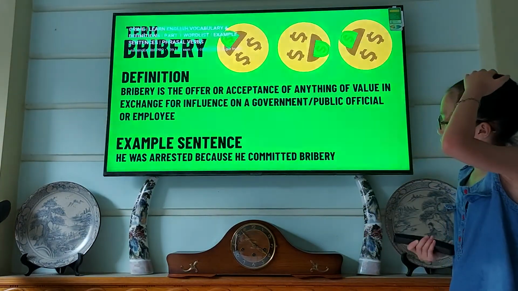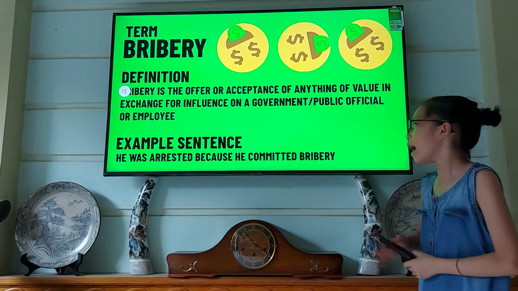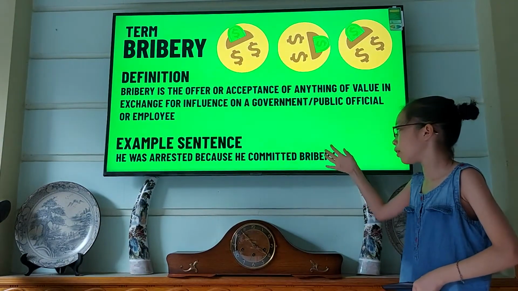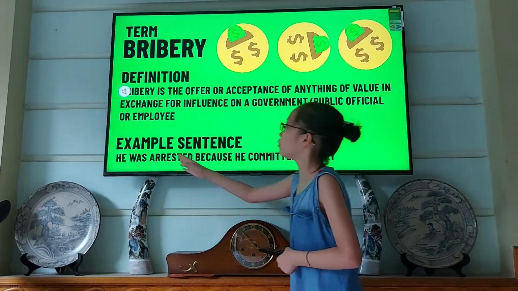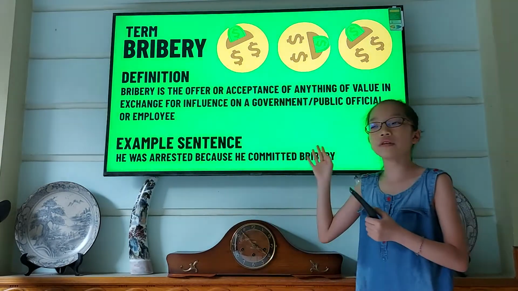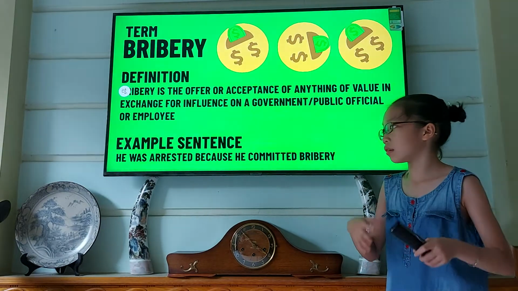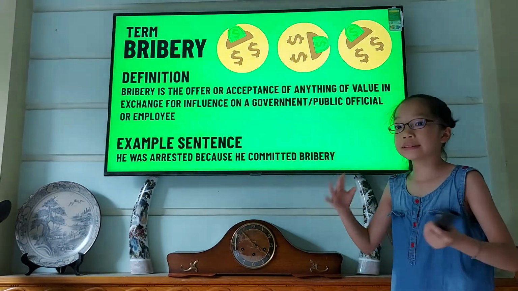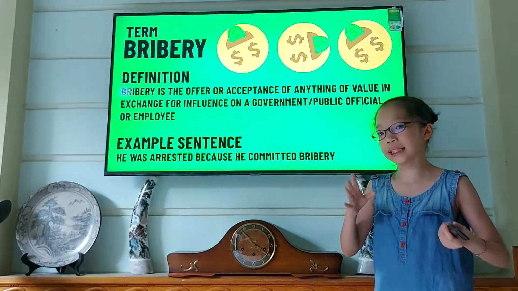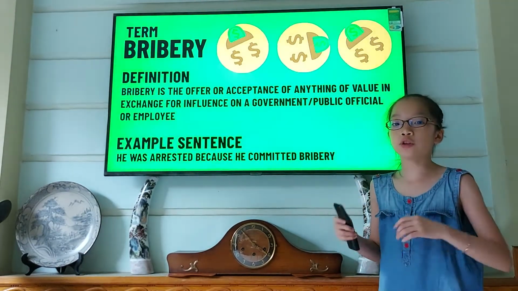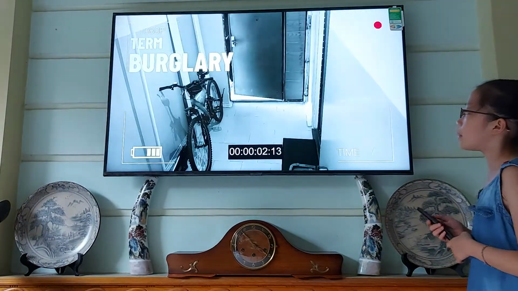Bribery. And for example, he was arrested because he committed bribery. Another one: committed plus the noun. Bribery is the noun, committed bribery. And another, arrested because, so now we know another kind of new sentence: someone was arrested because someone committed plus the noun. So you can use these kinds of sentences to talk about crime, about who committed what. And we know about burglary.